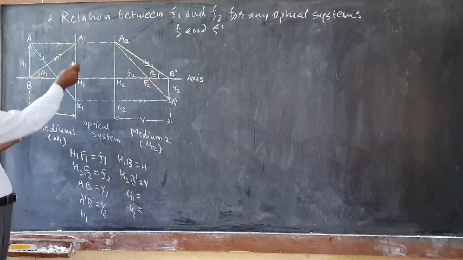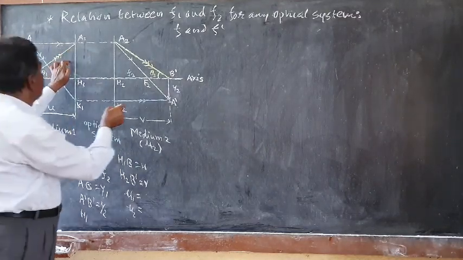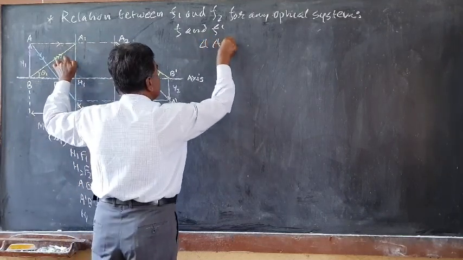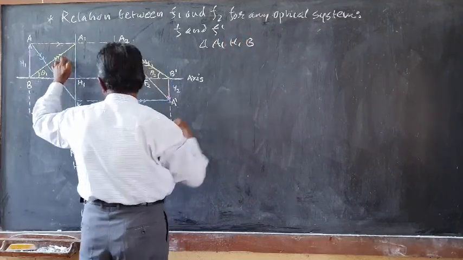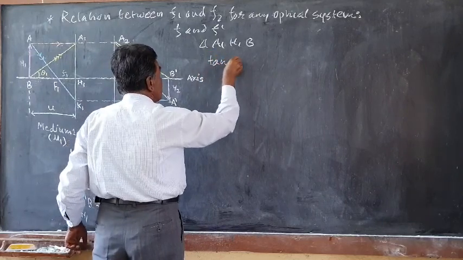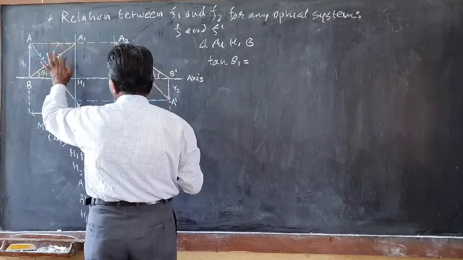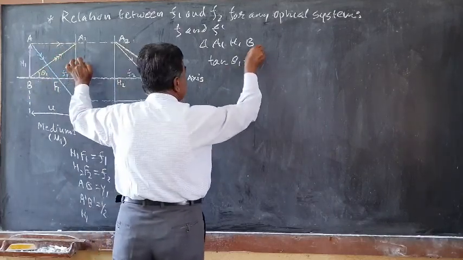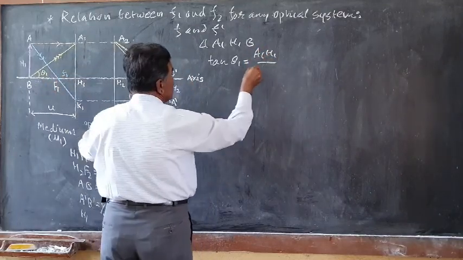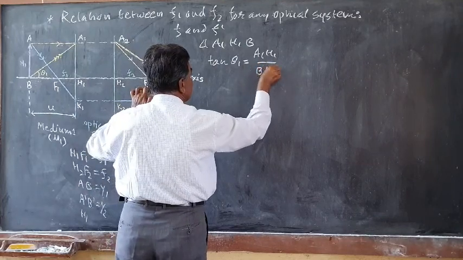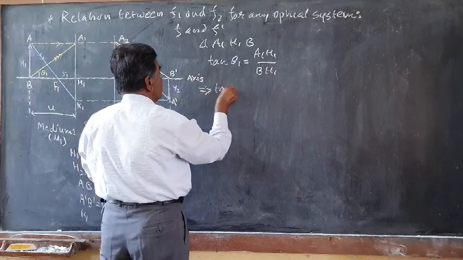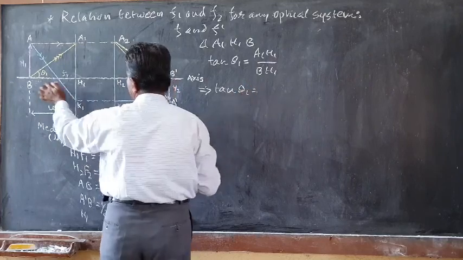Now consider the right angle triangle A1, H1, B. From this right angle triangle we can write tan θ1 equals this side divided by this side, that is A1H1 divided by H1B, or BH1. Using sign conventions, we can write tan θ1, and this angle is positive.